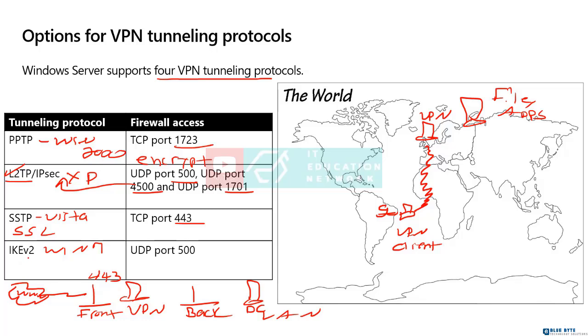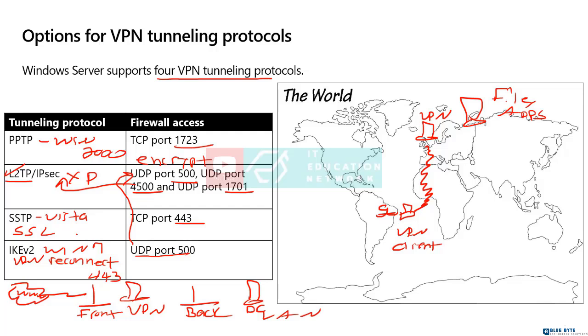Now, IKE stands for Internet Key Exchange. It uses UDP port 500. Notice that is the same port that we used here. The reason, IKE is actually part of the IPsec protocol. Now, what's unique about IKE, it has a special capability called VPN Reconnect.